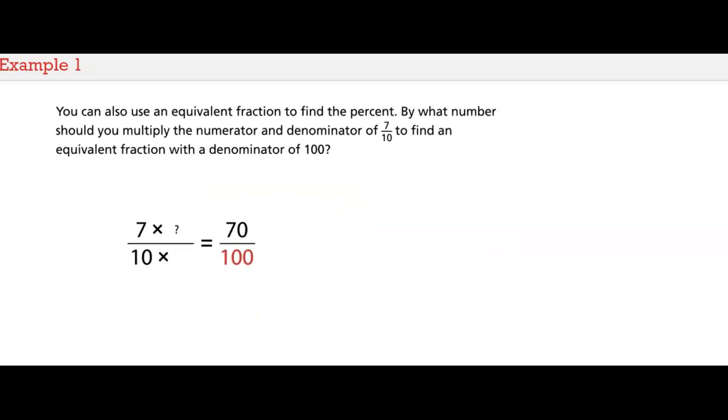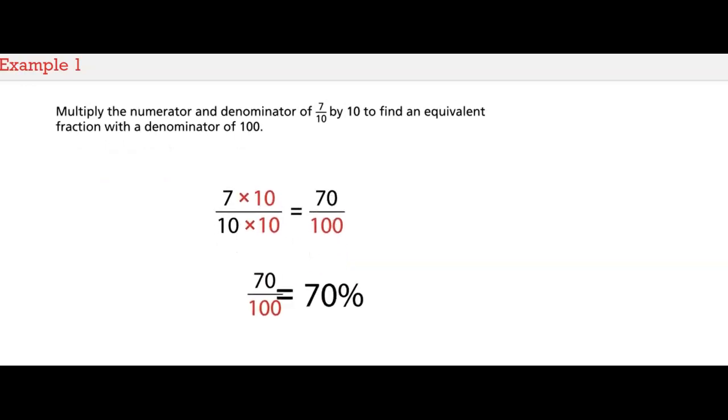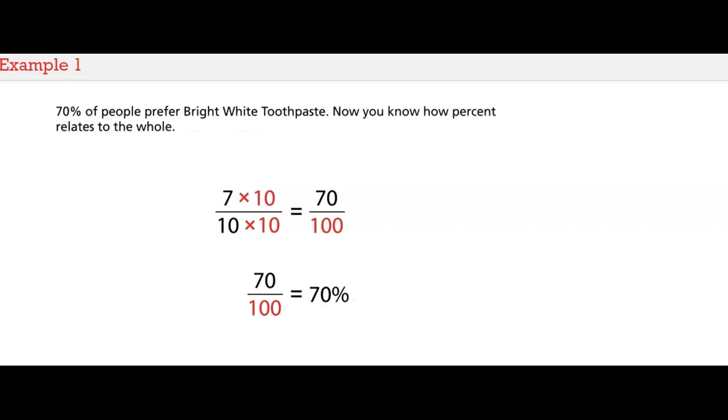You can also use an equivalent fraction to find the percent. By what number should you multiply the numerator and denominator of 7/10 to find an equivalent fraction with a denominator of 100? Select your answer. Multiply the numerator and denominator of 7/10 by 10 to find an equivalent fraction with a denominator of 100. 70% of people prefer bright white toothpaste. Now you know how percent relates to the whole.